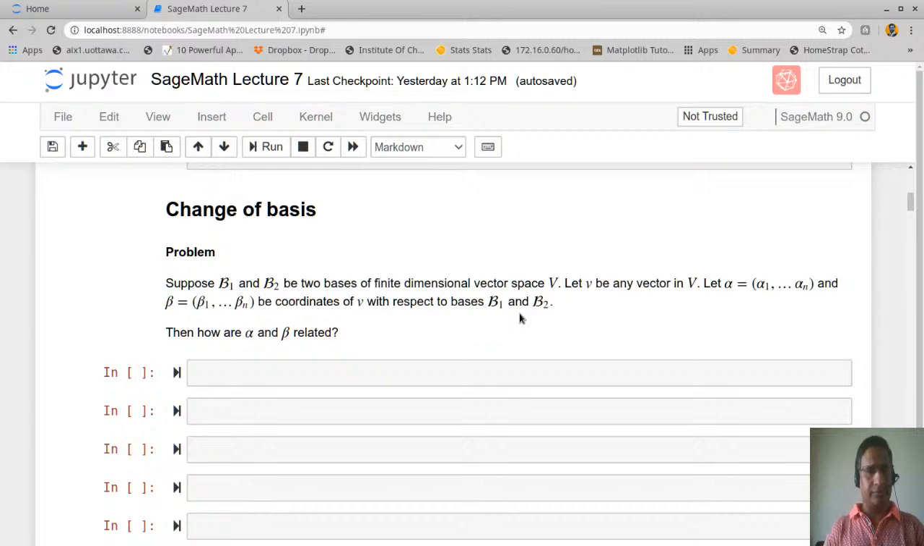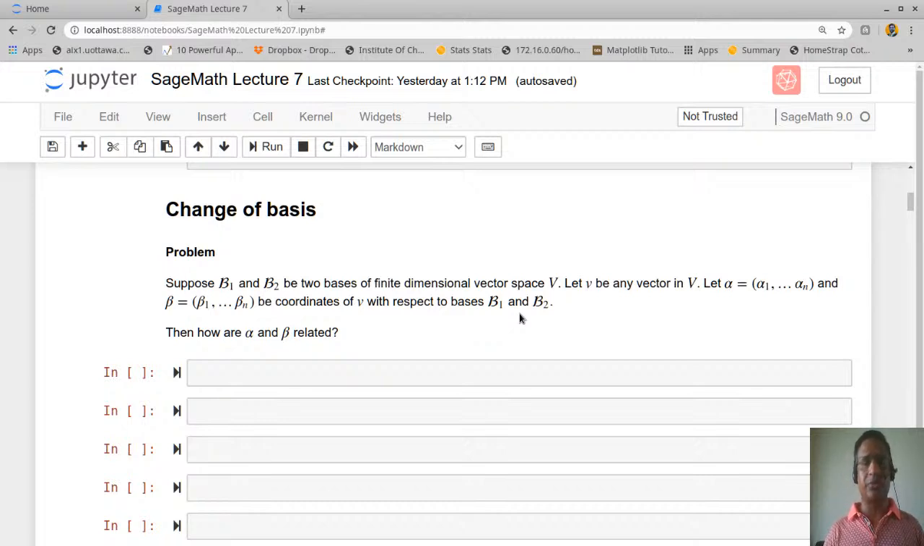We are going to look at change of basis. So let us look at a problem. Suppose you are given two bases, beta 1 and beta 2, of a finite dimensional vector space V, and suppose small v is any vector, and alpha, which is alpha 1 to alpha n, and beta, which is beta 1 to beta n, are the coordinates of v with respect to bases beta 1 and beta 2. The question is, how are these alpha and beta related? The coordinates of v with respect to two bases, how are they related?